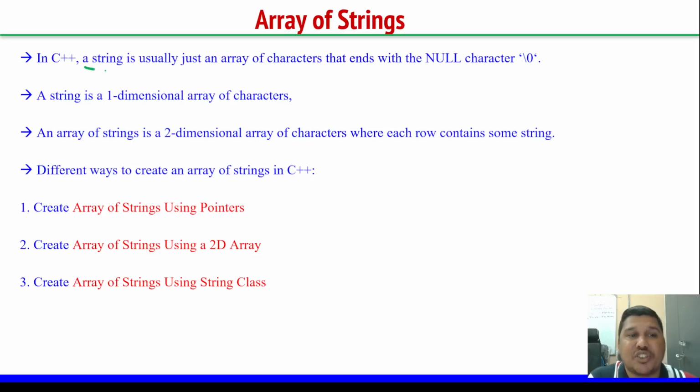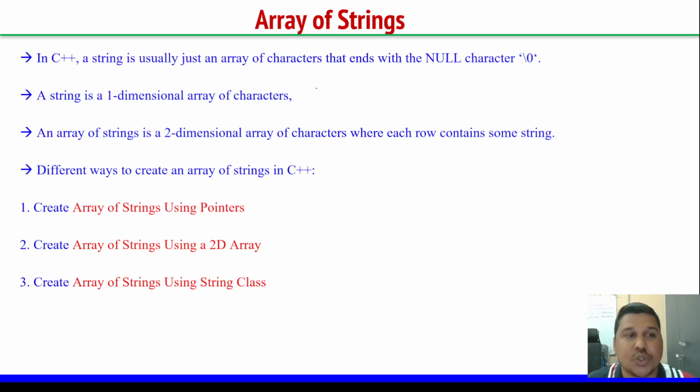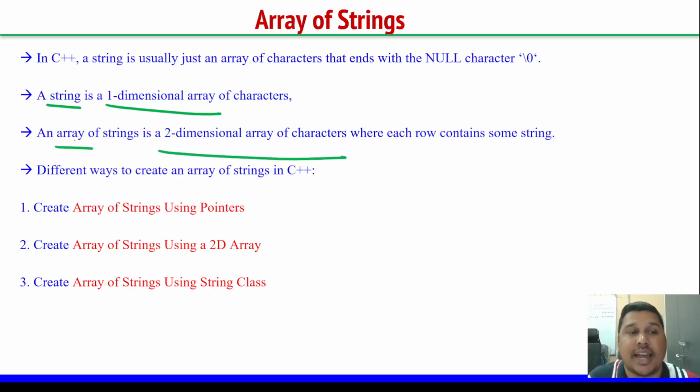In C++, a string is usually an array of characters that ends with a null character. This we already know. A string is a one-dimensional array of characters. An array of strings is a two-dimensional array of characters. Understood? When you say string, it is a one-dimensional array of characters. When you say array of strings, it is a two-dimensional array of characters.